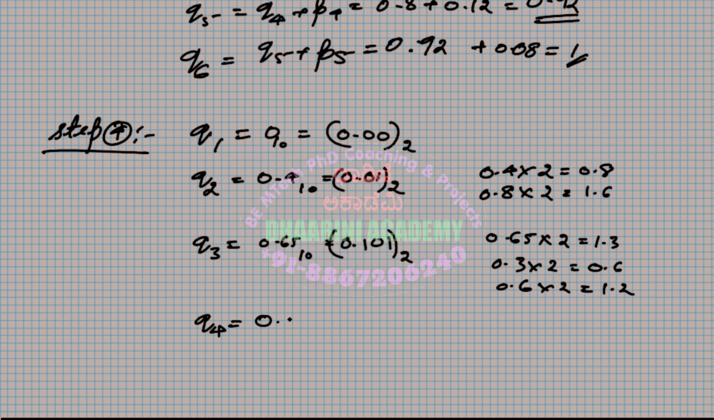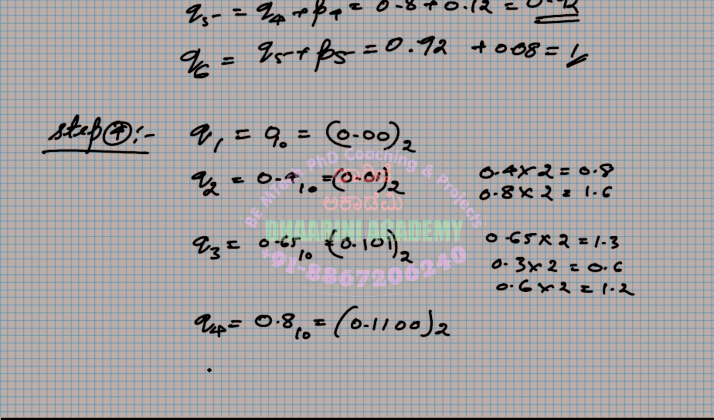Q4 value is 0.8 to the base 10. Okay, convert this into binary and tell me. I think we need four decimal places. So this is equal to 0.1100 to the base 2.